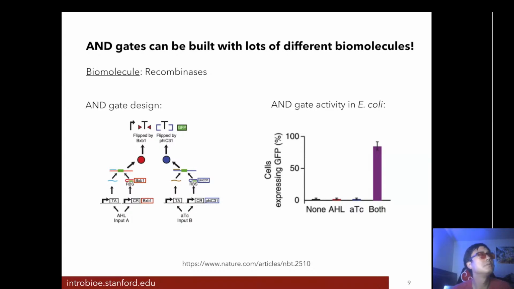When PhiC31 is expressed, it will invert the second terminator. So when you get expression of Bxb1, which flips the first terminator, and PhiC31, which flips the second terminator, you can then get an RNA polymerase that is able to express or read through this segment of DNA and express your downstream gene GFP. So it's another way of building an AND gate inside of a living cell. This type of AND gate was tested in E. coli and found to function very well.